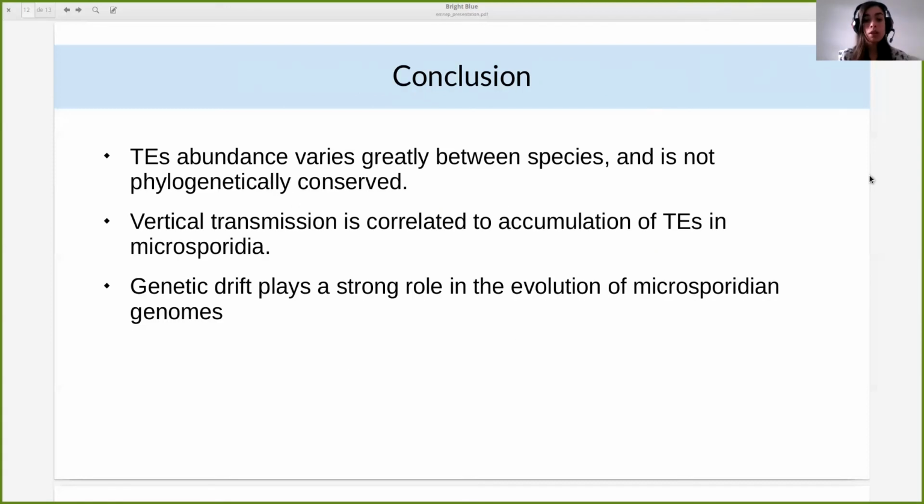So in conclusion, TE abundance varies greatly between species and it's not phylogenetically conserved. Vertical transmission is correlated to accumulation of TEs in Microsporidia, and genetic drift plays a strong role in the evolution of Microsporidian genomes.